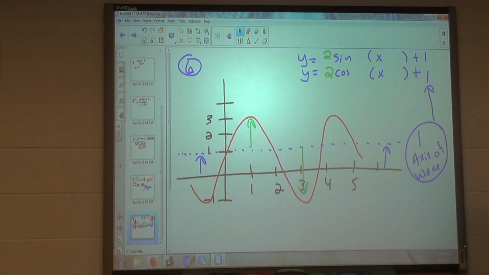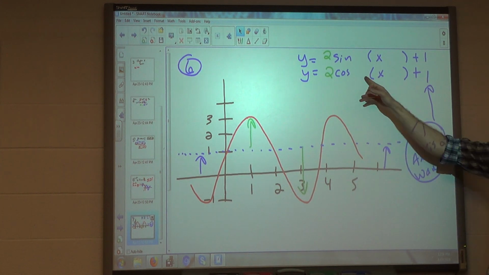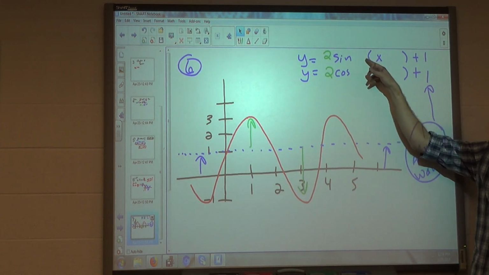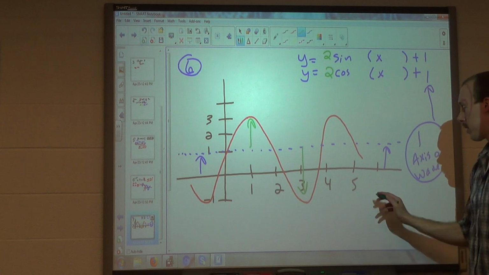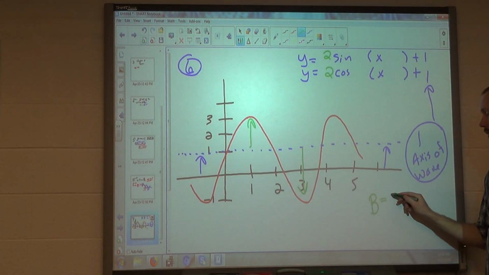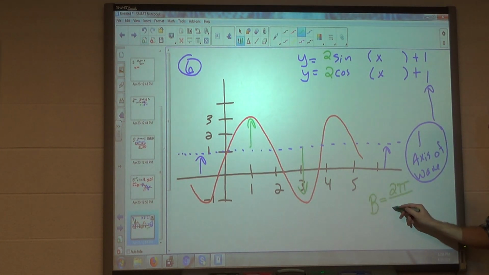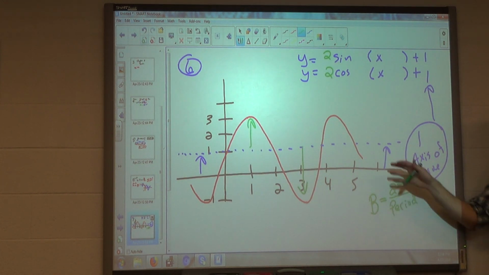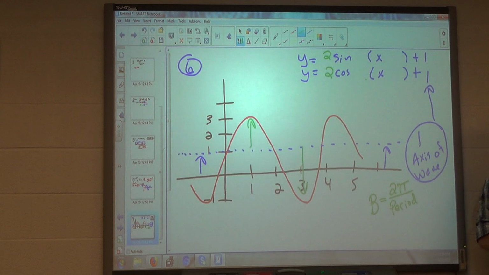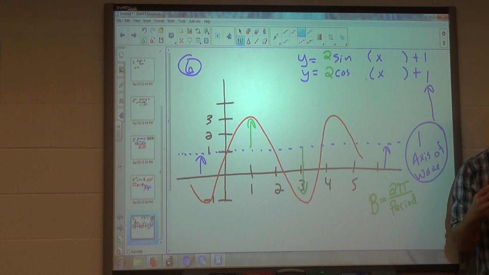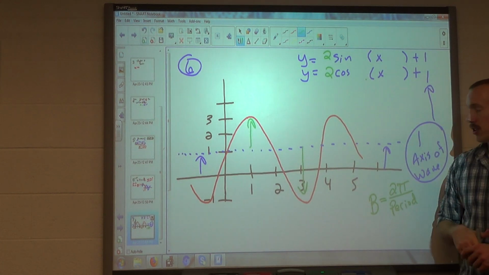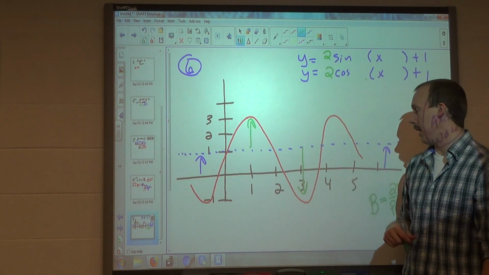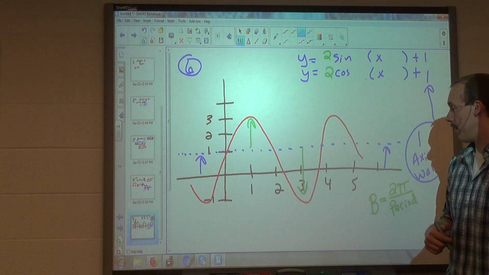Okay? What's the next thing I need to fill in? Probably the letter that normally sits here, B? On the back of my unit circle, I should have a formula. B equals 2 pi over period. So we need to find the period in order to figure out what B is. How do you find the period? That's where the cycle completes, right? So what do I normally go from? Peak to peak or valley to valley?